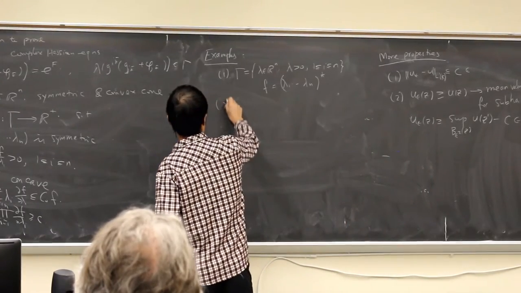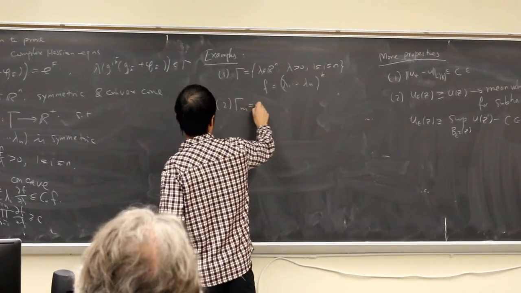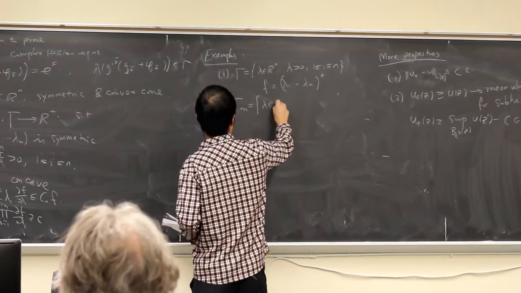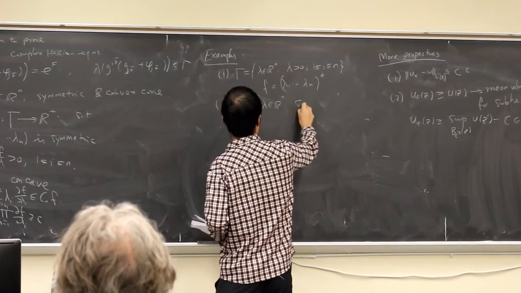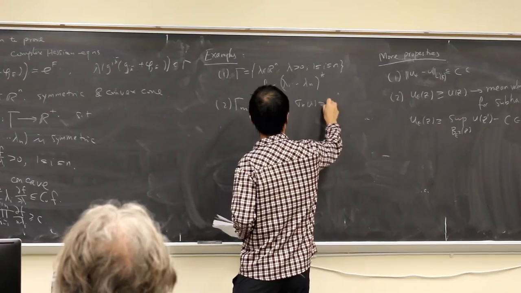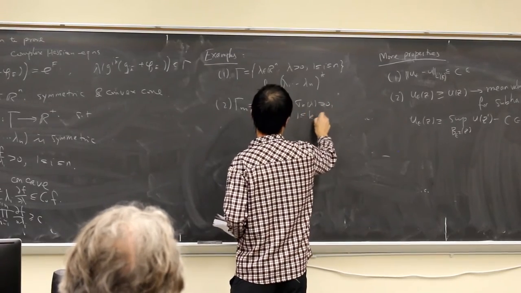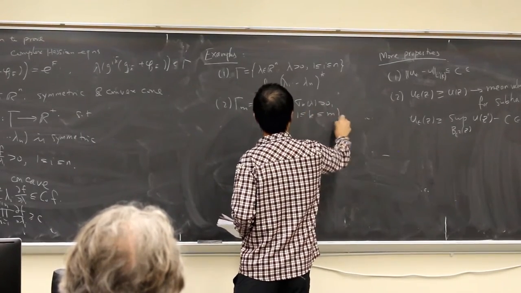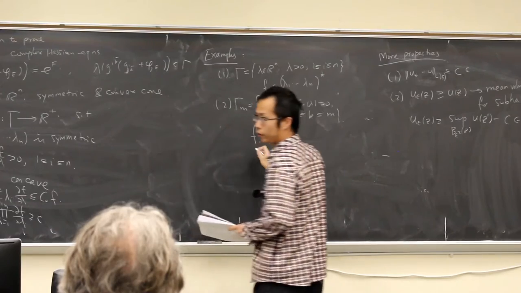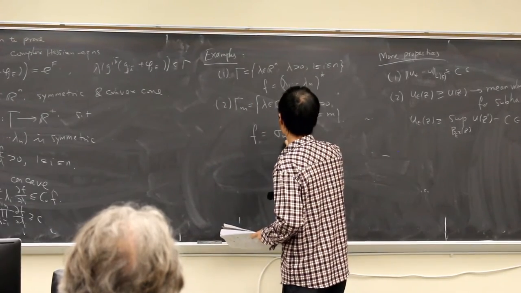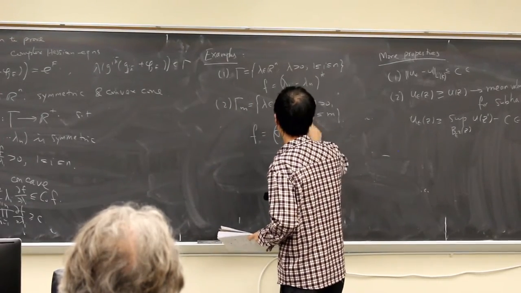And the second one is gamma m, the lambda in R^n for which sigma k of lambda is positive for all k between 1 and n. And you could take your little f to be your sigma m of lambda to the 1 over m.